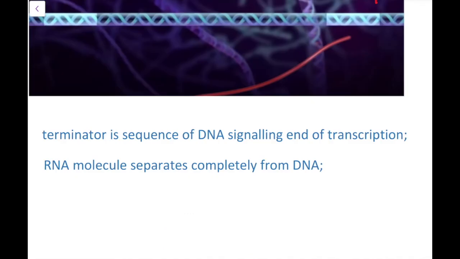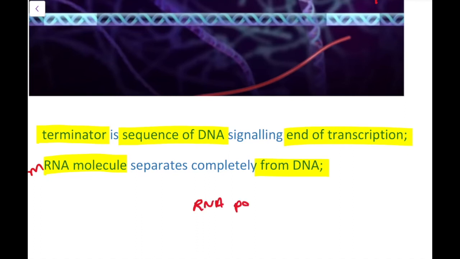In summary then, at the end, the terminator is a sequence of DNA signaling the end of transcription. The RNA molecule, the mRNA, completely separates from the DNA. And we also saw that the RNA polymerase is released as well.